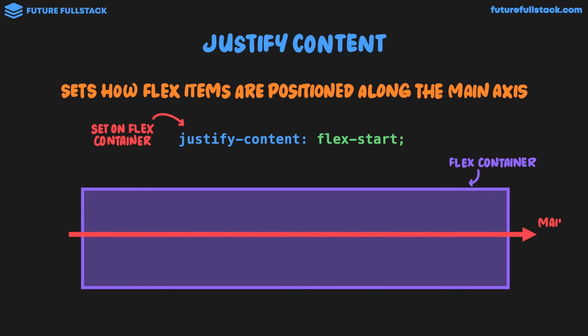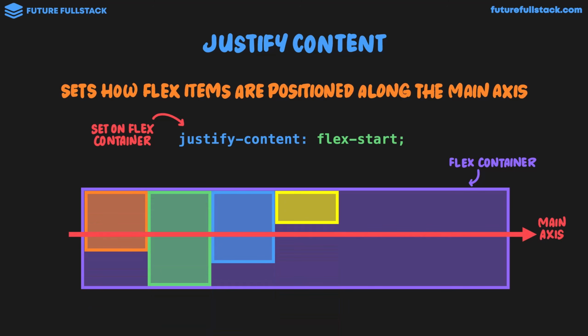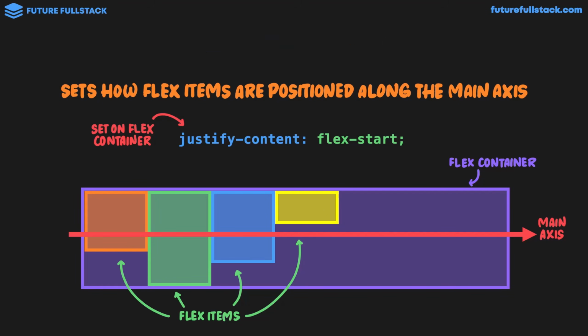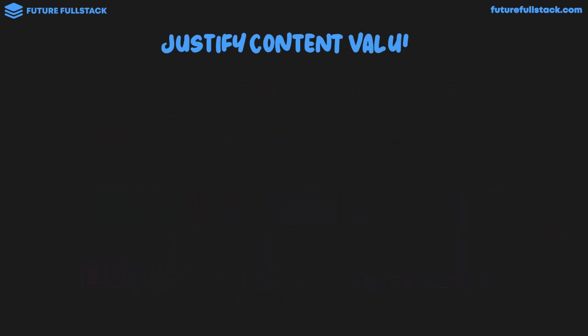We then have our main axis and our different flex items. So justify content sets how these flex items are positioned along the main axis. In this case, the value is flex start, so they're all at the start of the main axis, that is, on the left. So let's now take a look at all the justify content values.